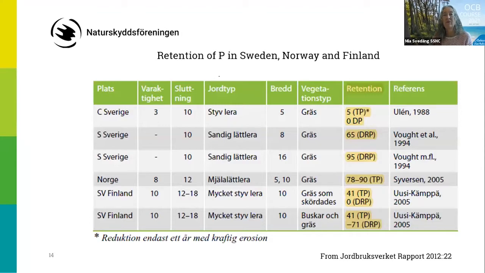But as you can see from this table, these are examples from different places in Sweden, Norway, and Finland, and it is about retention of phosphorus. As you can see in this column here, the retention varies quite a lot, but sometimes it can be really big. This is percent of phosphorus, and sometimes it's not so big, but it can really be a very important source of retention of phosphorus and also of nitrogen.